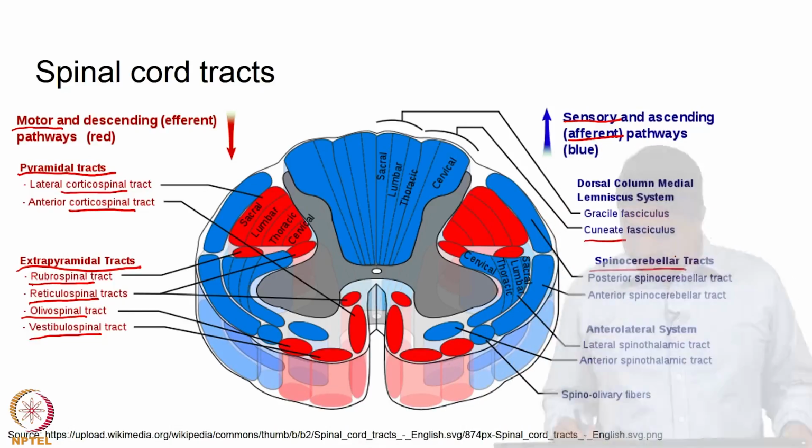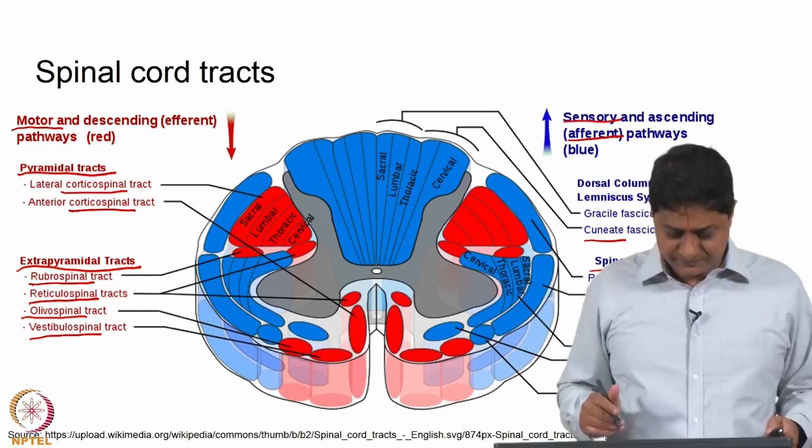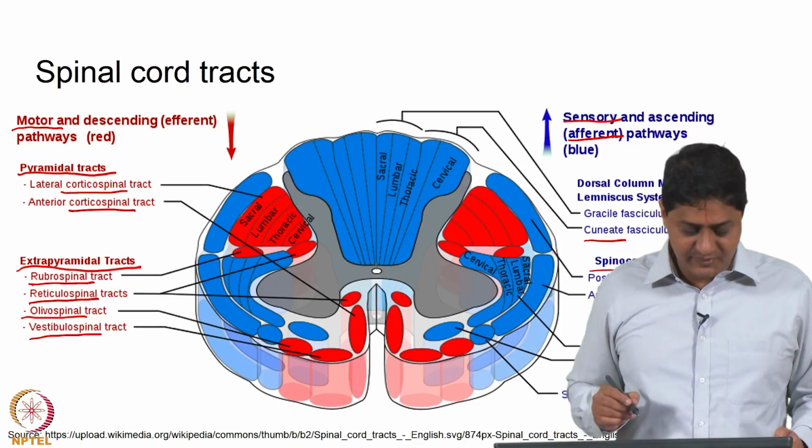Likewise, information also goes to the thalamus, which is the main relay center, through the spinothalamic tract, two of these, and spino-olivary information. So, these are sensory. These are the sensory pathways.